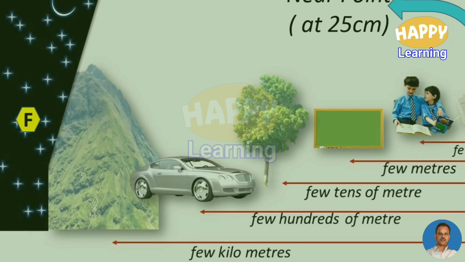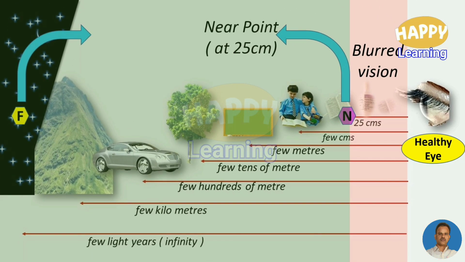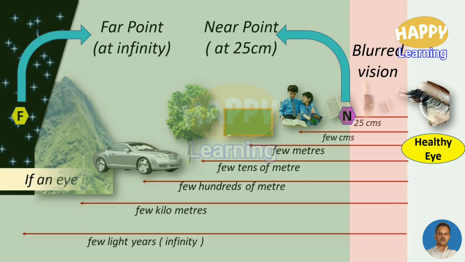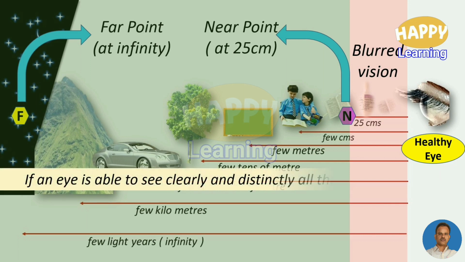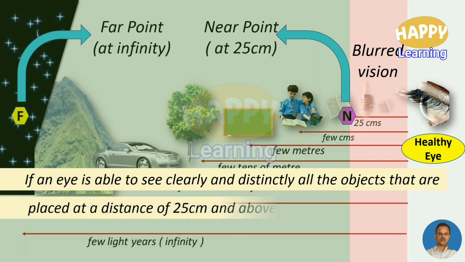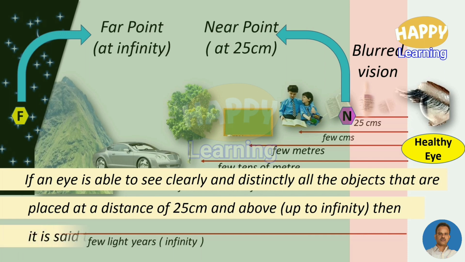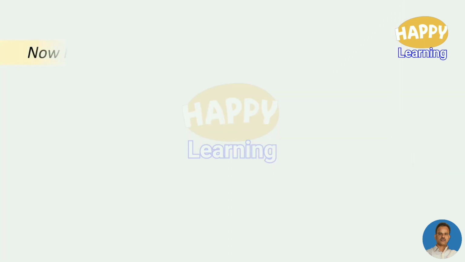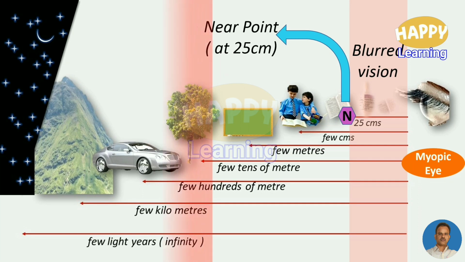This point F is the far point. That means the maximum distance that is clearly visible. So this F is called the far point. If an eye is able to see clearly and distinctly all the objects that are placed at a distance of 25 centimeters and above, then it is said to be a healthy eye. Now let us understand myopia. This is a myopic eye.